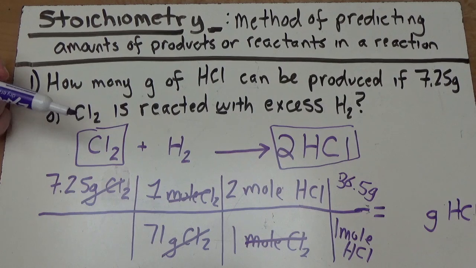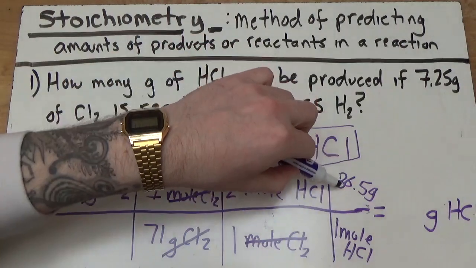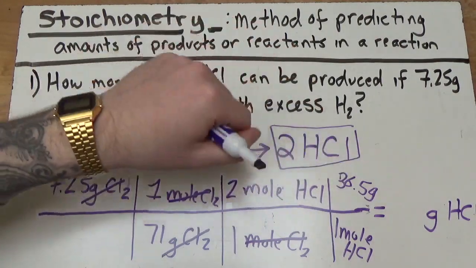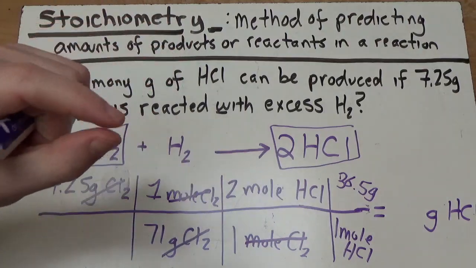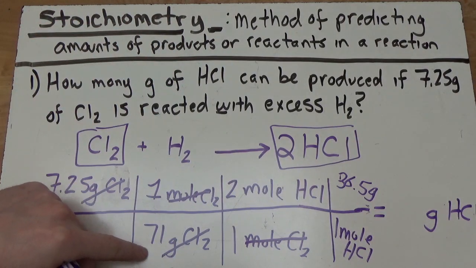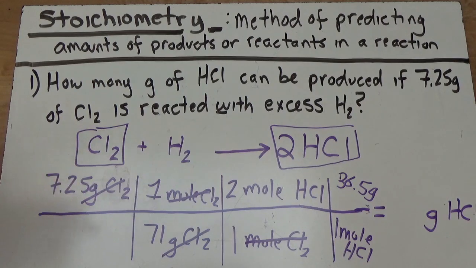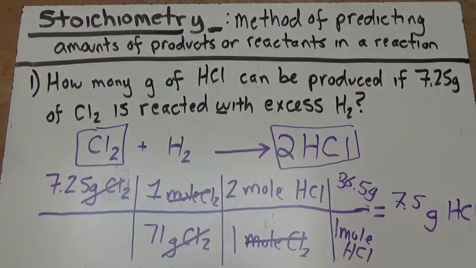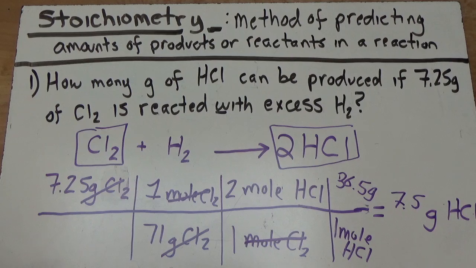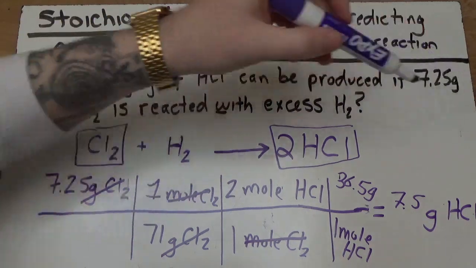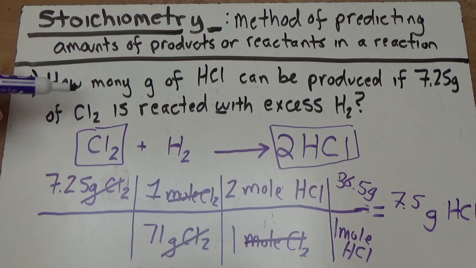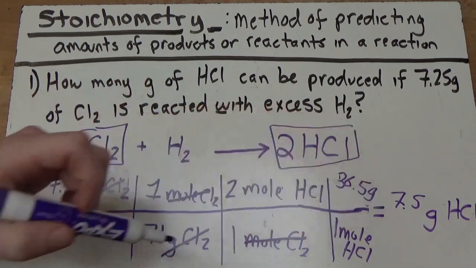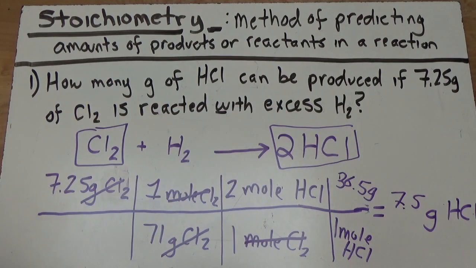Now, when I do this on my calculator, I'm going to type in 7.25 times 2 times 36.5. Then I'm going to hit enter. That number that appears when you press enter, divide it by 71, press enter again. Then you should get an answer of 7.5 grams. What this means is if I had 7.25 grams of chlorine gas and I had an unlimited amount of hydrogen gas, I could use that to create 7.5 grams of hydrogen chloride.